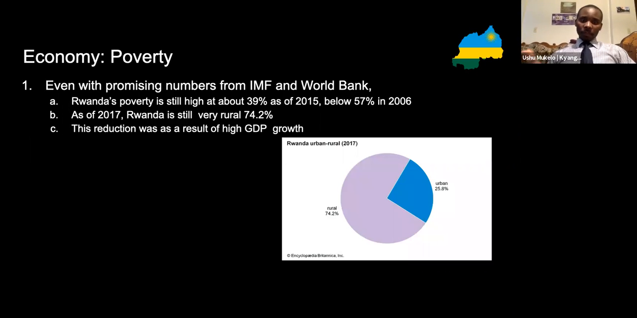So the economy, again, poverty, even with promising numbers from the IMF and the World Bank, Rwanda's poverty is still very high. As of 2015, about 39% of its population was poor, but this was again lower as compared to the 57% in 2006. As of 2017, Rwanda was still very rural at about 74.2%, and the urban only covers 25.8% of the country. This reduction was a result of high GDP growth.